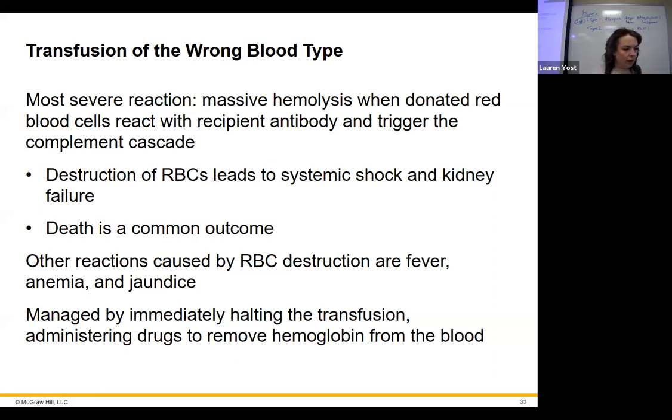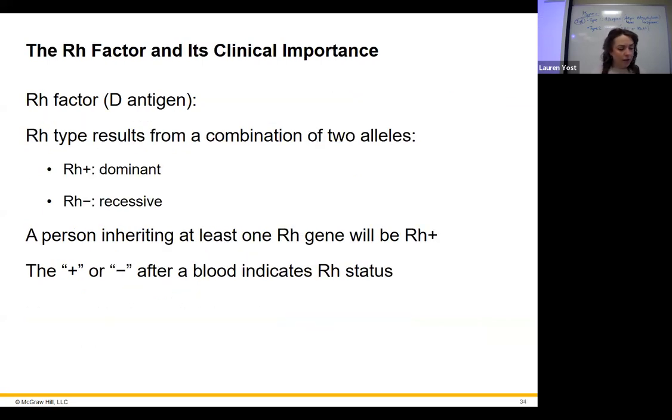So what would they do if they saw that happening? Halt the transfusion, administer drugs to remove hemoglobin from the blood. They want to start basically filtering out that blood right away so that we're not having the kidneys get too overwhelmed by it. So that's what they'll try to do if they notice that's happening.